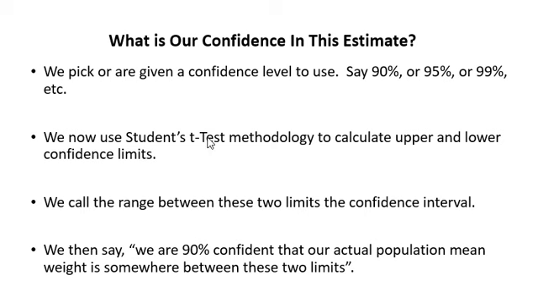We have to use a t table because the confidence interval formula contains a little t value, which we can get with the degrees of freedom, n minus 1, and the confidence level. After calculating the confidence interval, we'll say we are 90% confident, if you chose 90%. 90% means you have a 10% error, but that our actual population mean weight is somewhere between these two limits. Okay, so that's all about our confidence interval.